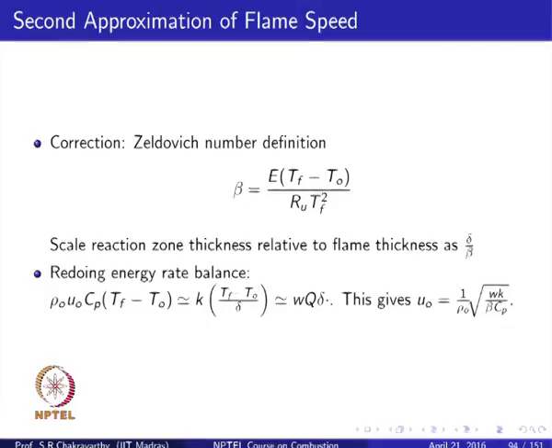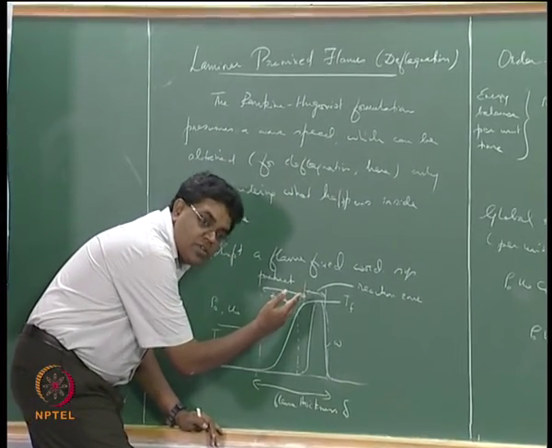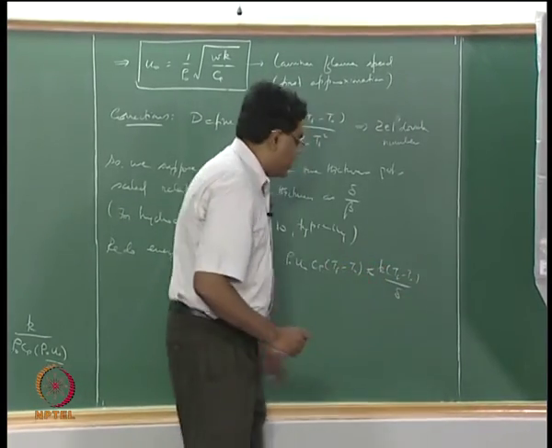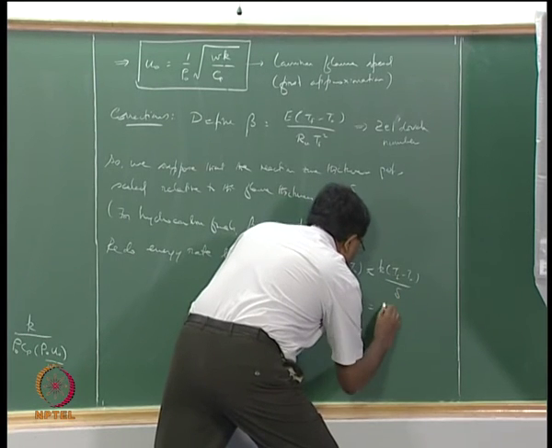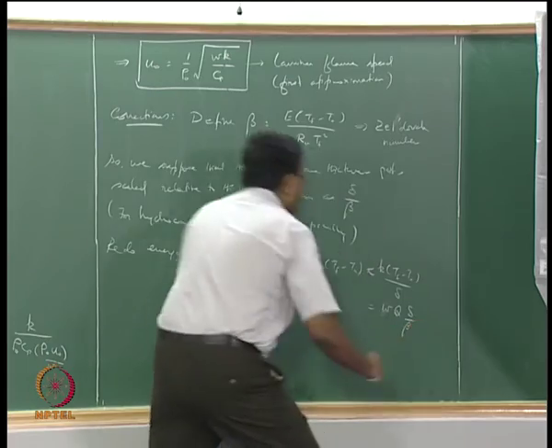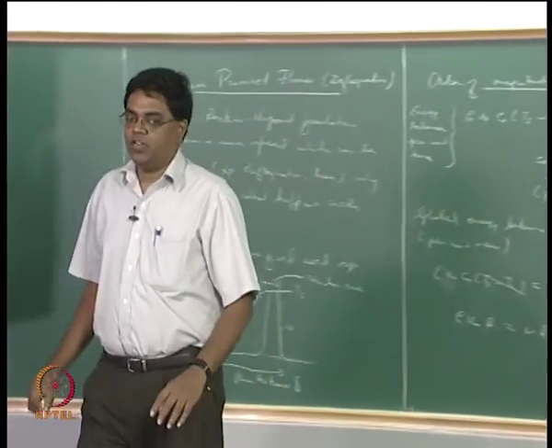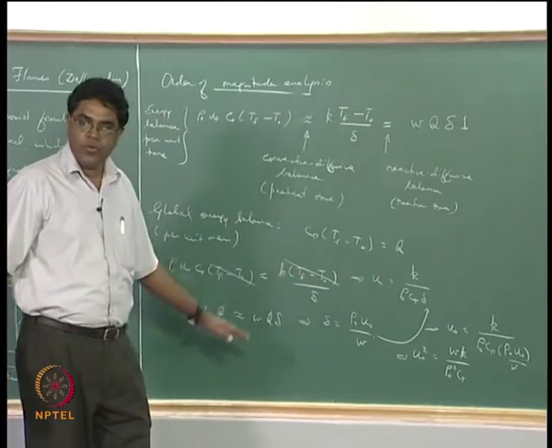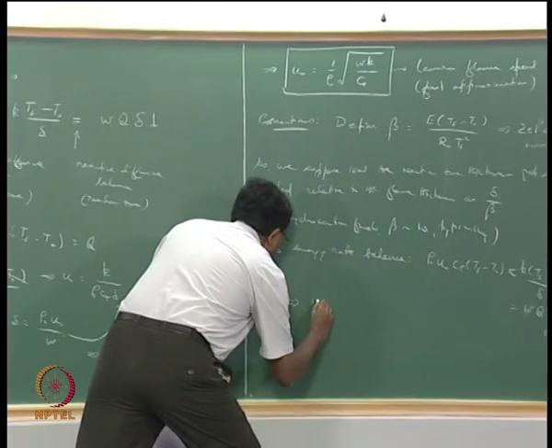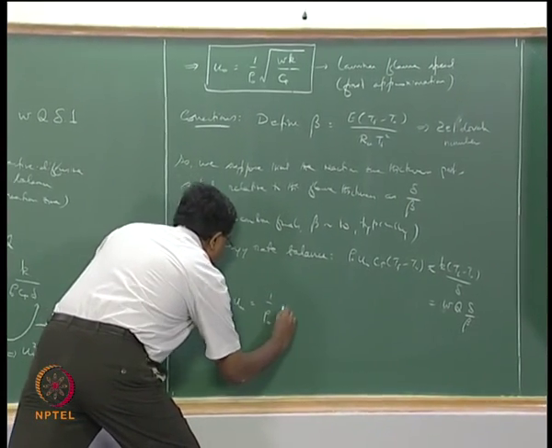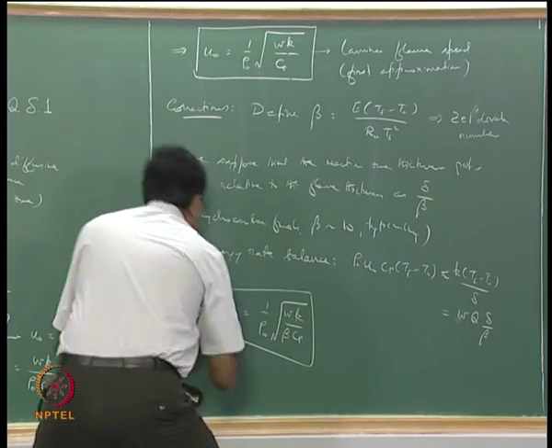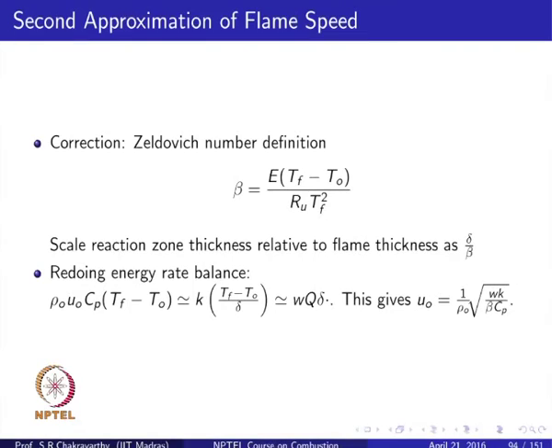So essentially what you're saying is, the temperature has risen almost close to Tf, almost at the end of the flame, and therefore this is roughly how the heat conduction should still behave, and that is now going to be equal to WQ delta divided by beta. This is exactly where I want to really bother about it, because it's not showing up in comparison with 1. It's showing up as it is, and I have to take that there. If I go through the same rigmarole, what should I get? I should get U naught equal to 1 over rho naught times the square root of W K divided by beta Cp. So the second estimate that we have for the flame speed is a little less.